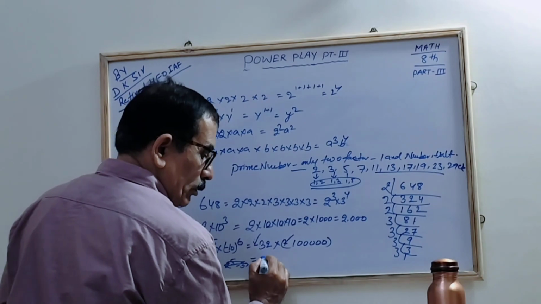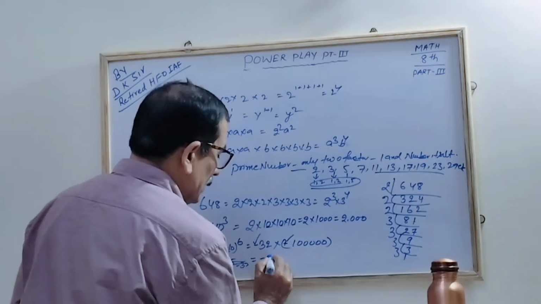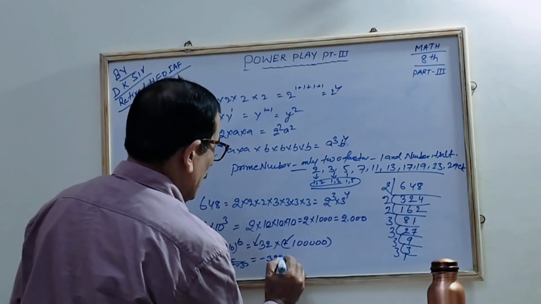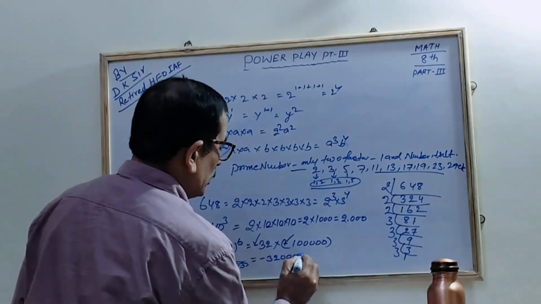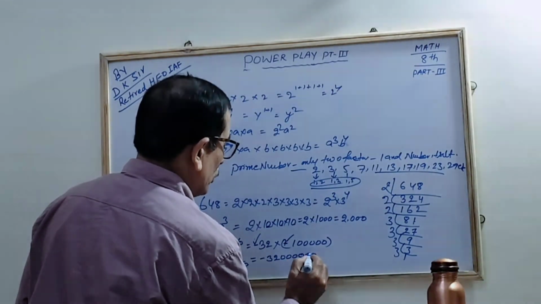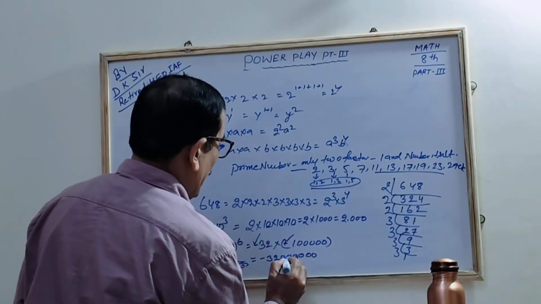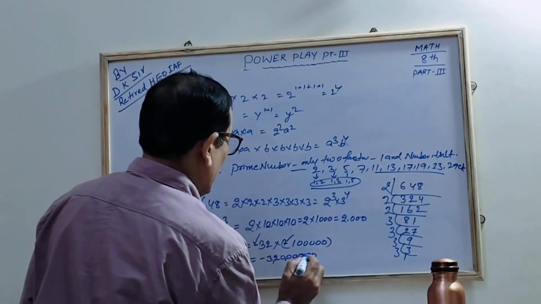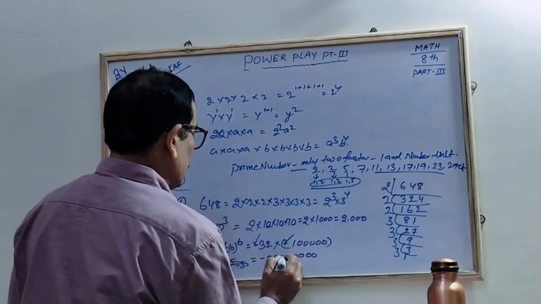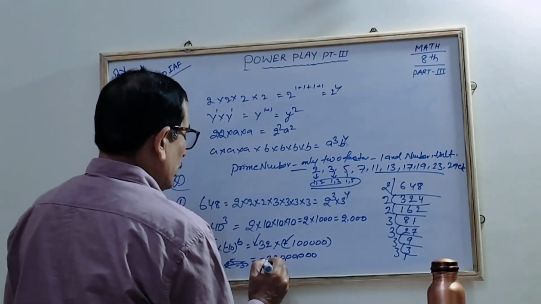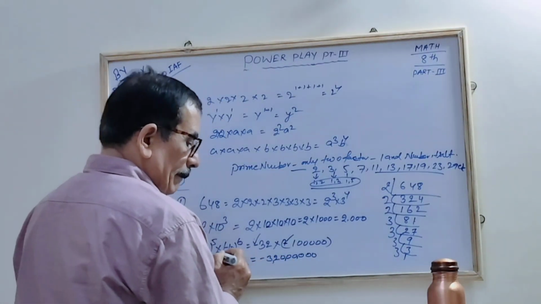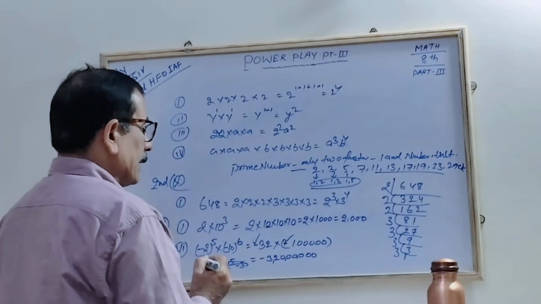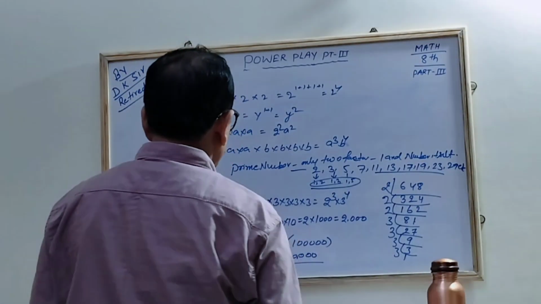So how much are we going to get? Minus 32 and we will have 6 zeros, correct? Then we can put the commas accordingly: 1, 10, 100, 1000, 10,000, lakh, 10 lakh and crore. So it becomes minus 3 crore 20 lakhs, correct? So that is the way you can find it, correct?